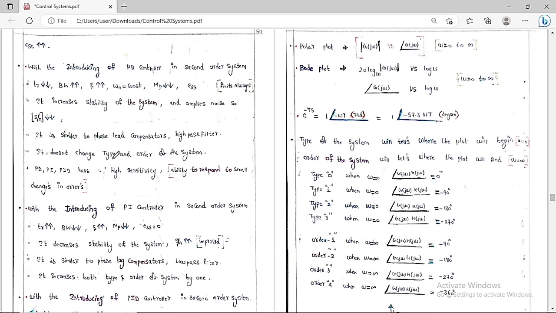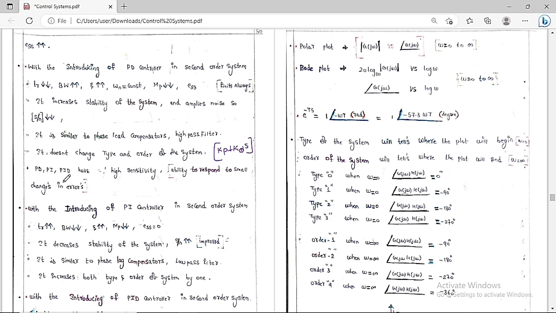It doesn't change the type and the order of the system. By introducing the PD controller, it is not going to change any type or the order of the system. The type as well as the order of the system will remain the same. Because the transfer function of the PD controller, let me assume, is K_p plus K_d into s. So by this, the type is not going to change, and the order of the system is also not going to change.